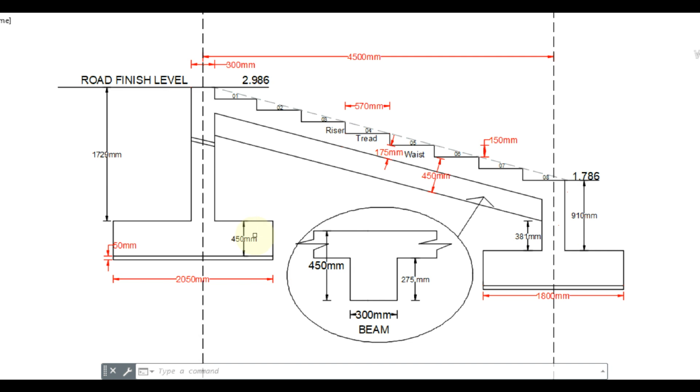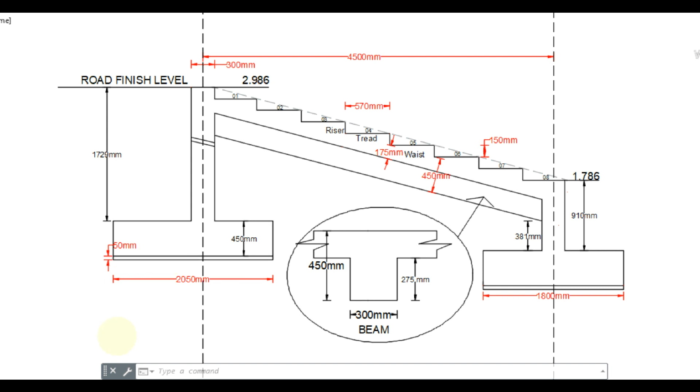Concrete grade is C40, that is, the concrete cube compressive strength in 28 days is at least 40 megapascal, except for the lean concrete, which is C15 concrete.